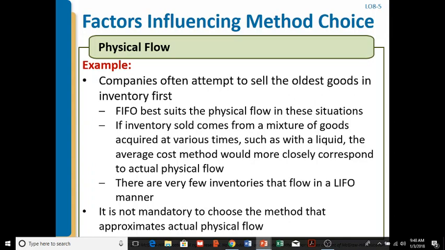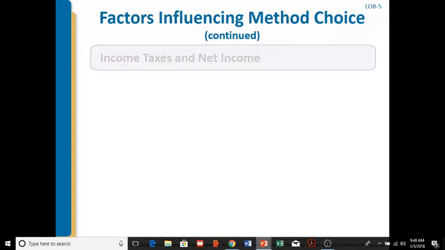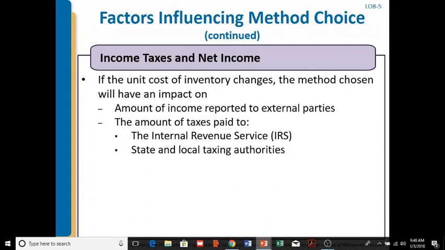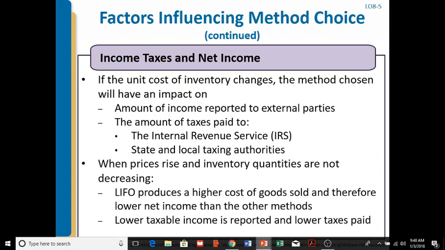And again, you don't have to choose a method that approximates actual physical flow. You can use LIFO and still get out the first items purchased out of your inventory when you sell them. And note, if you use LIFO for income tax purposes, you also have to use LIFO for financial income purposes, and that's called the LIFO conformity rule.